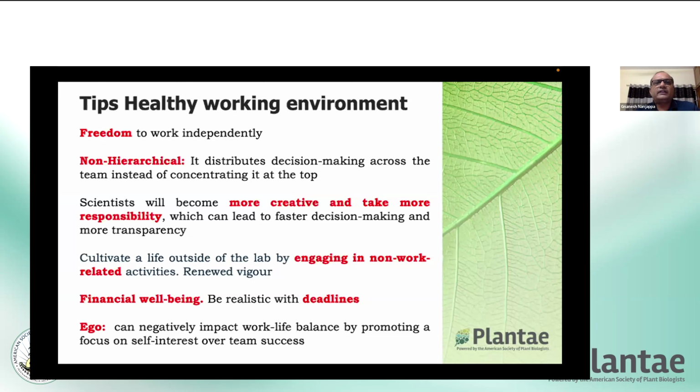Most of the time we focus on social well-being, physical well-being, professional well-being, but unfortunately in other countries financial well-being is also a major concern, because if you don't get properly paid, the amount of interest shown by the scientists and the work balance will not be proper. Hence, financial well-being is very, very essential in my case. And also be relaxed with the deadlines. Don't accept so many tasks or multiple tasks where you end up with deadlines.